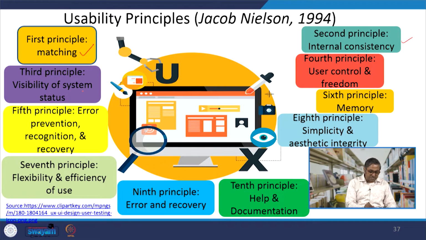The third principle says visibility of the system status. What is the status of the system? On many occasions the system is on, but we do not know whether it is on or not. So an indicator should be there, a visual indicator. An auditory indicator can also be there, for instance a beep sound.